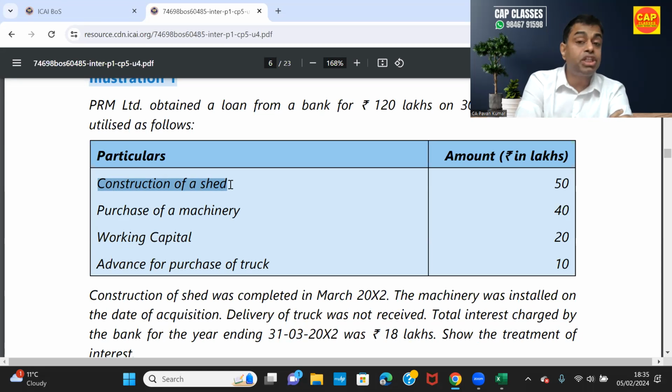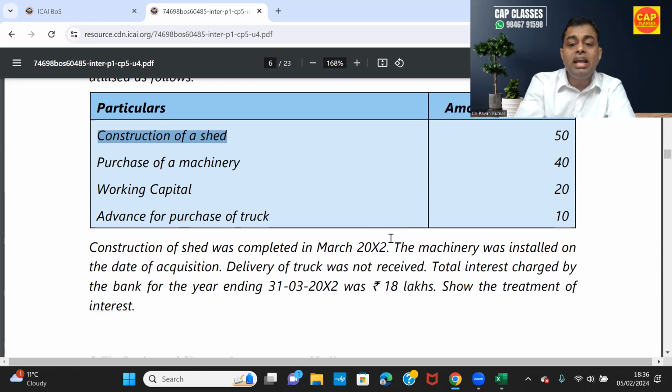What do you think? Purchase of machinery. Not a qualifying asset. Excellent. It is not a qualifying asset. Why is it not a qualifying asset? One, you bought the machine. Two, the machine is installed on the date of acquisition. That means it is already ready to use. So the second one is not a qualifying asset.